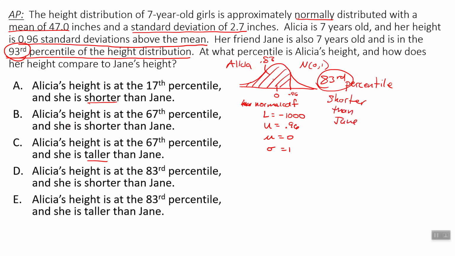So we're looking for shorter, so that's a shorter, that's taller, that's a shorter, that's taller. And we're also looking for 83rd percentile, so 83rds there, 83rds there, so we got both of them here. So Alicia's height is the 83rd, just reading it to make sure, and she is shorter than Jane. Yep, that looks good.